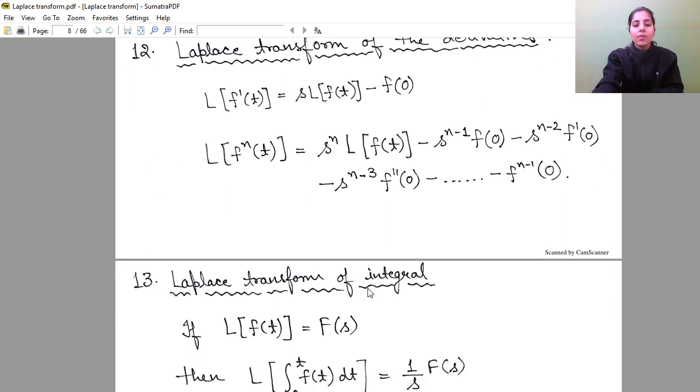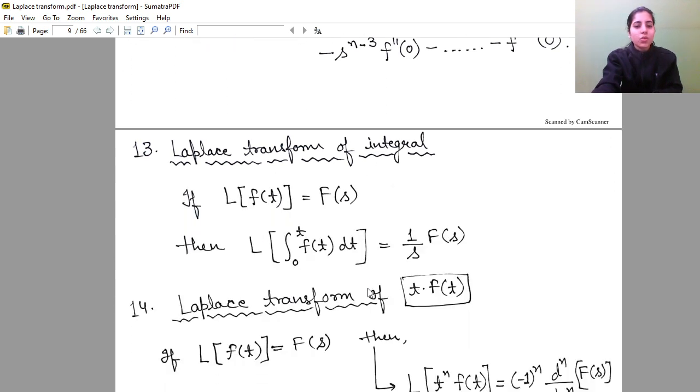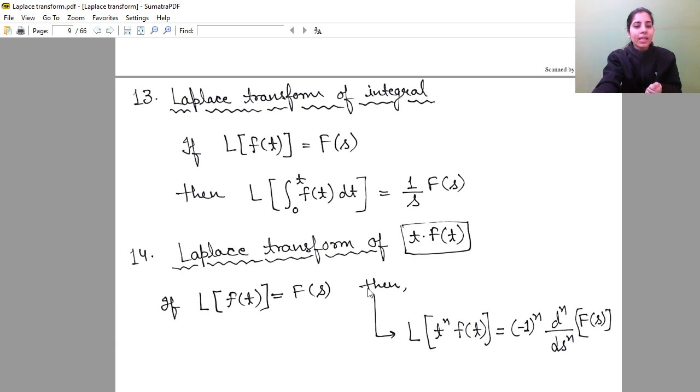Clear? Next, if I'm going to talk about the next one, which is Laplace transform of integral. That means anytime the function is not directly given to you, but is given in such a way that you need to find the Laplace transform for the integration of that particular function. So if you want to find the Laplace transform of the integration from 0 to t of f(t) dt, the formula will be 1 upon s times F(s), where F(s) is the Laplace transform of f(t) only. Clear? So that's again going to make things easy and simple for you, and that's how you will easily be able to get the answer for any question of this kind.